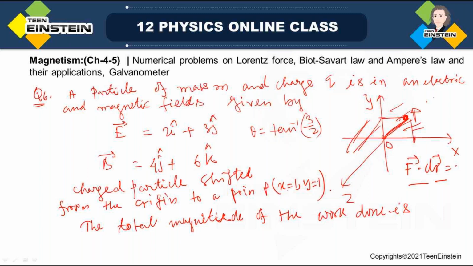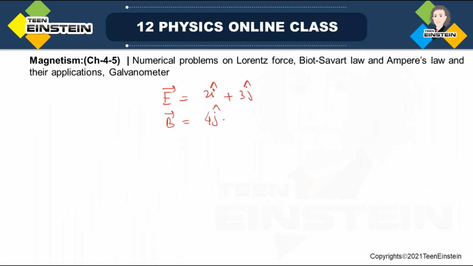Okay, so we'll just wind up with this solution. Look at what was given. The electric field is given as 2I plus 3J, and the magnetic field is given as 4J plus 6K. Now the question is the charged particle is shifted from the origin to the point xy, from origin here to x is equal to 1 and y is equal to 1.